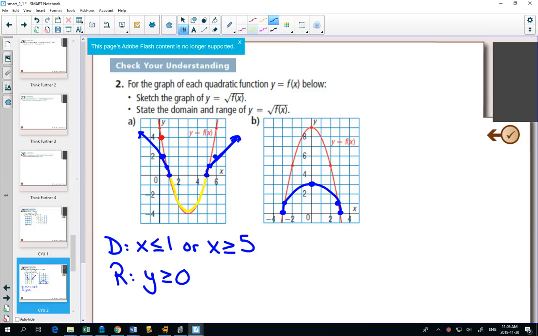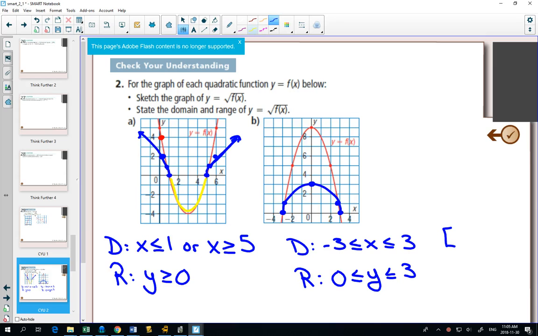So domain on this one, and range. Of course, you could write this in interval notation as well. Either would be fine.